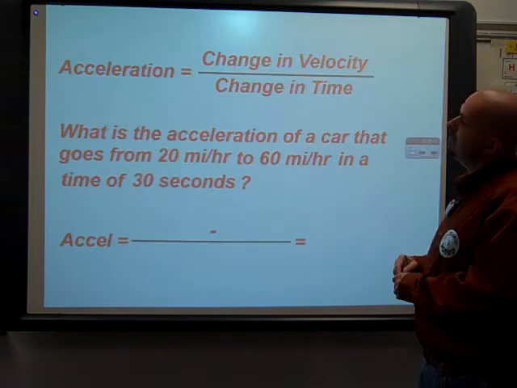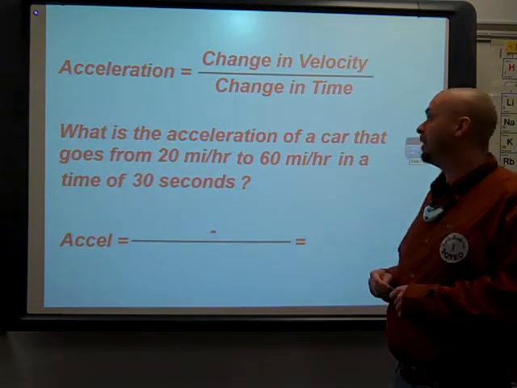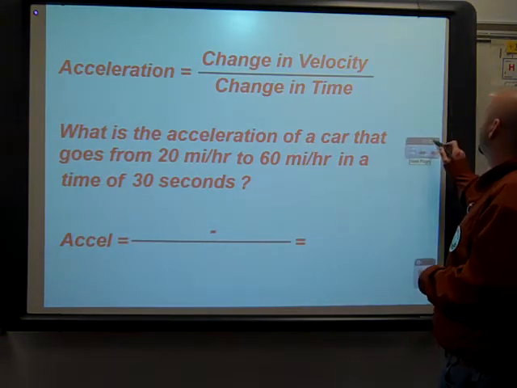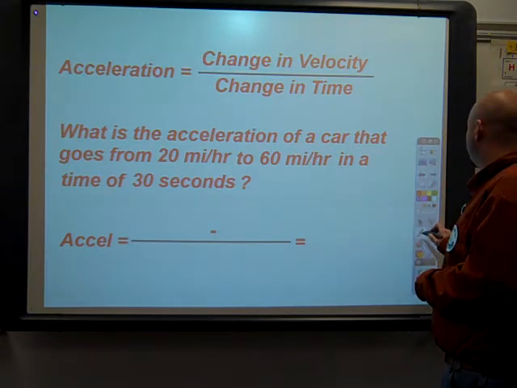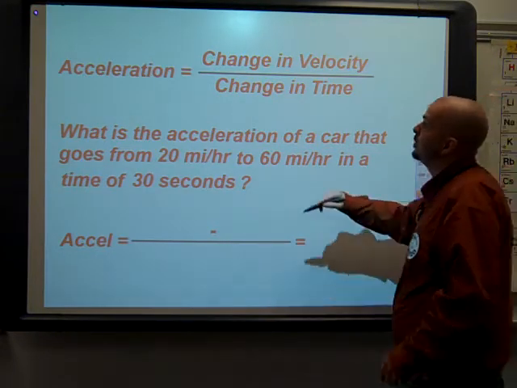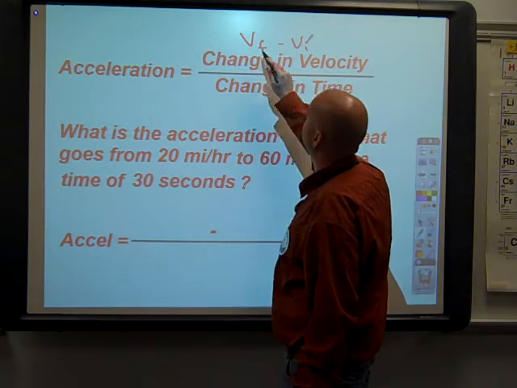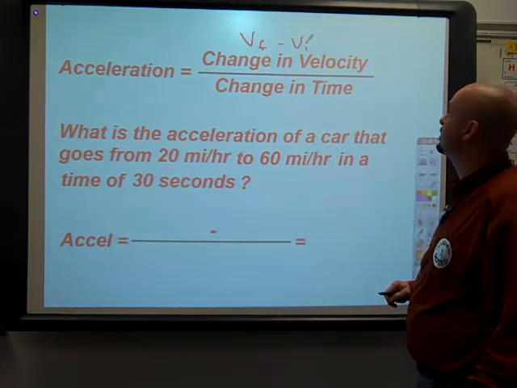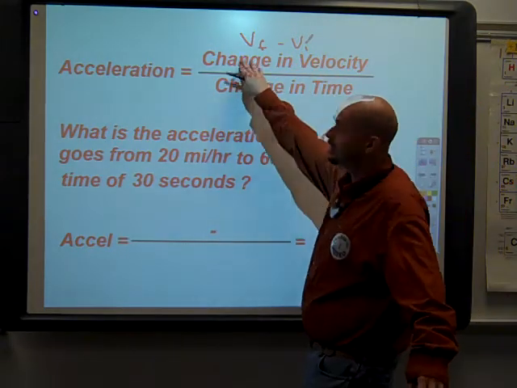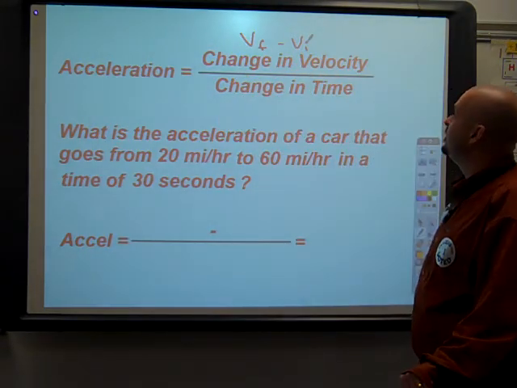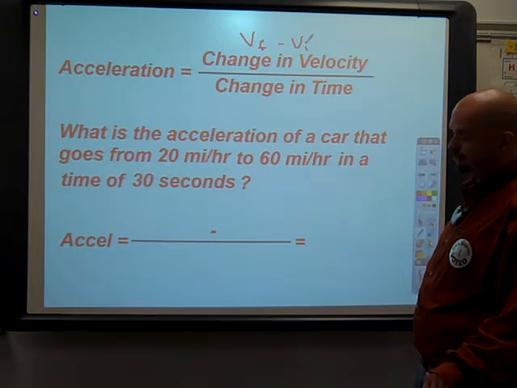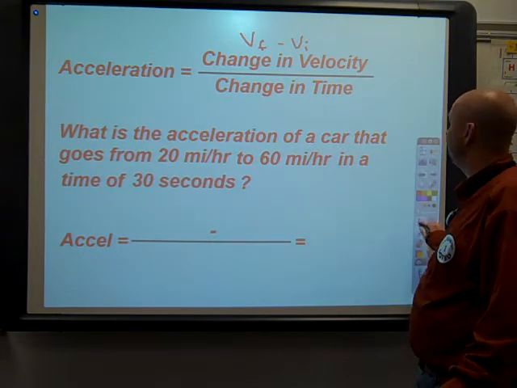Acceleration is also a calculated value, change in velocity over change in time. Now, when I did it in class, I didn't write change in velocity in the equation. I wrote VF minus VI, final velocity minus initial or starting velocity. This is change in velocity. We take change in velocity divided by time. Here's a straightforward example of it.